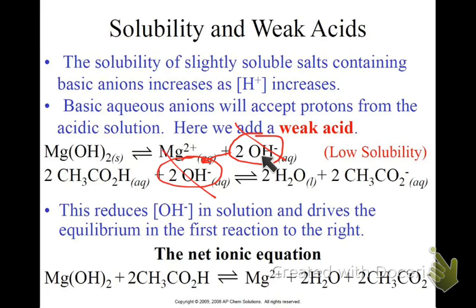When you destroy those, take them out, you're stressing the system. When you stress the system, it's going to shift to fill in that void. So Mg(OH)2 will then solubilize or ionize some more to refill that void. So then the net ionic equation would be the magnesium hydroxide plus the 2 acetic acids, generating Mg2+, water, and acetate. Hydroxides aren't in there because they're created and then destroyed.